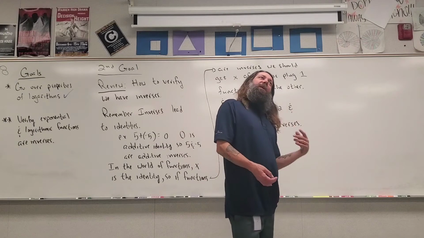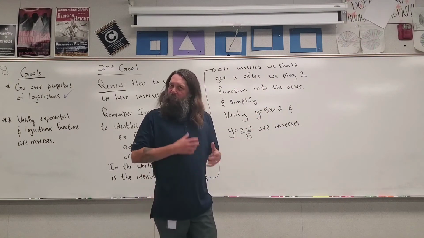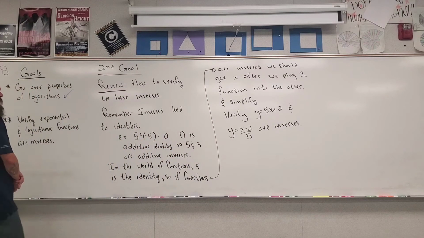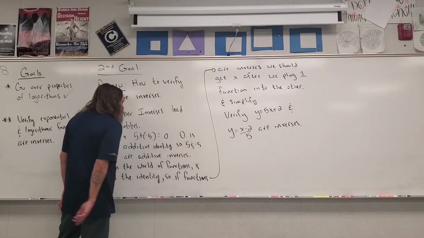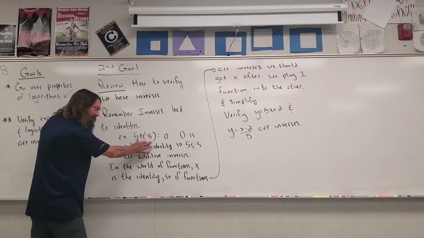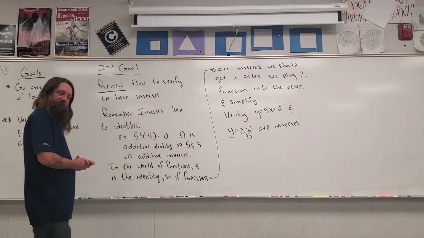8 plus 0 is 8. Negative 1 over 2 plus 0 is negative 1 over 2. You get the identical value back, so that's why it's called the identity. So, 5 and negative 5 are what we would call additive inverses. These additive inverses lead to identities. Remember that. That's a very important concept.